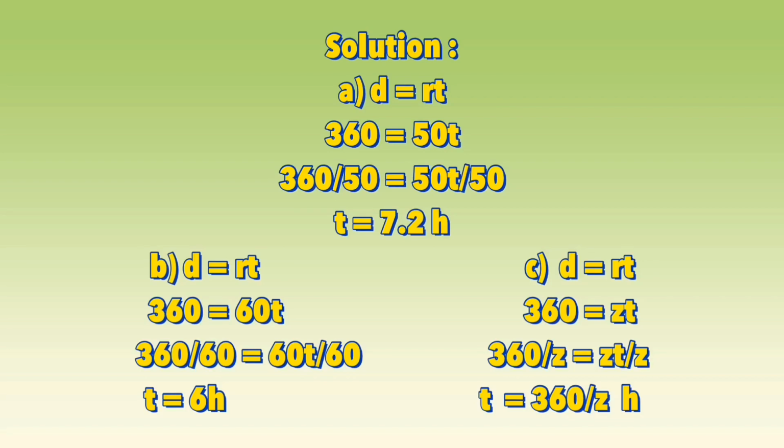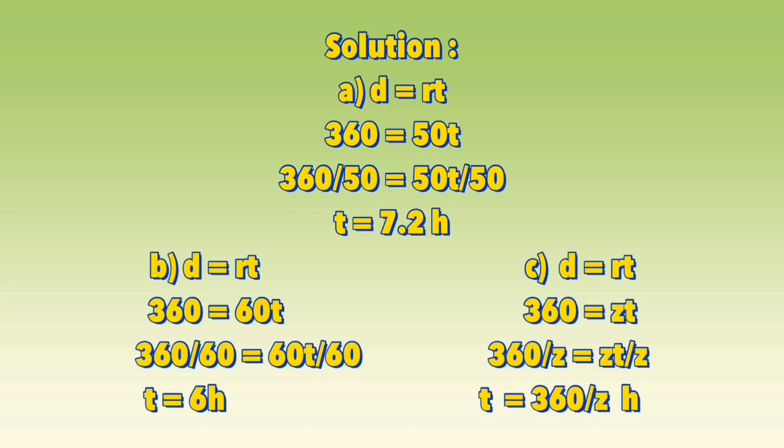For letter B, the same formula that we're going to use, D equals RT, and we substitute for D, given in the problem as 360, the distance, and the rate is also given for letter B, which is 60, and T. We're going to solve for the time traveled, so we divide both sides by 60. 60 divided by 60 equals T, and 360 divided by 60 equals 6 hours. So therefore the time traveled by Marlon in letter B is 6 hours.